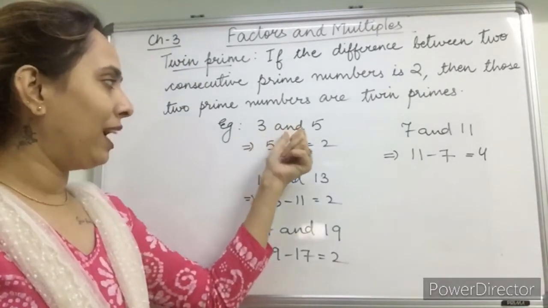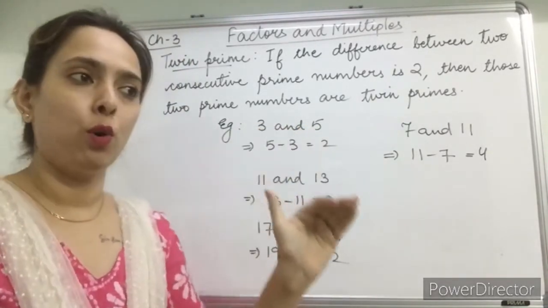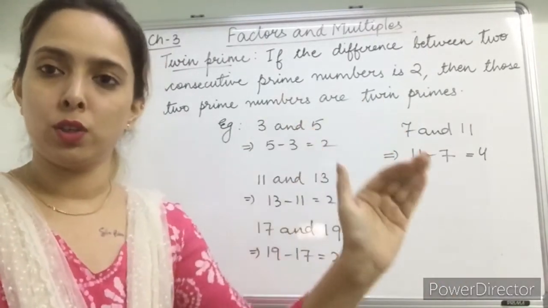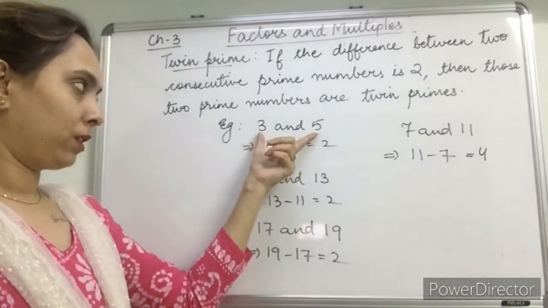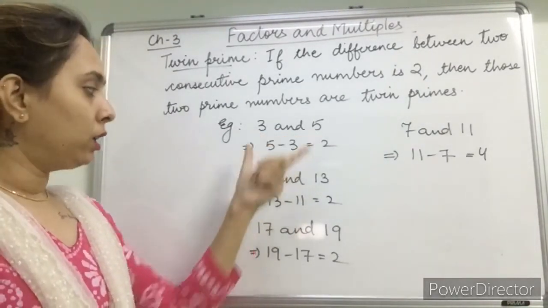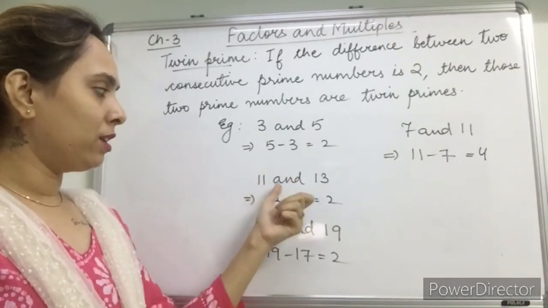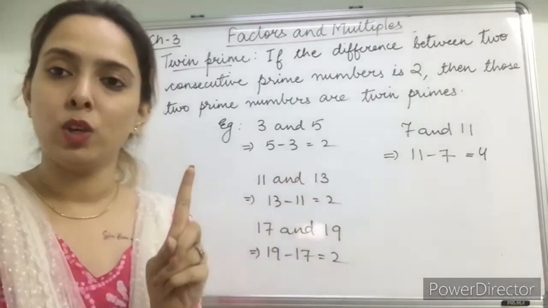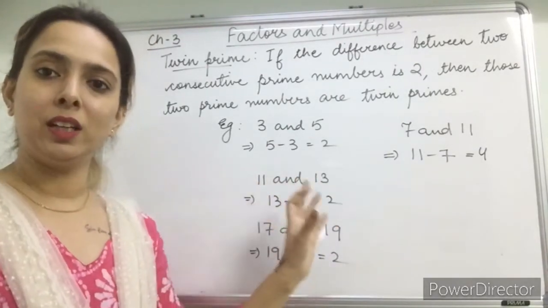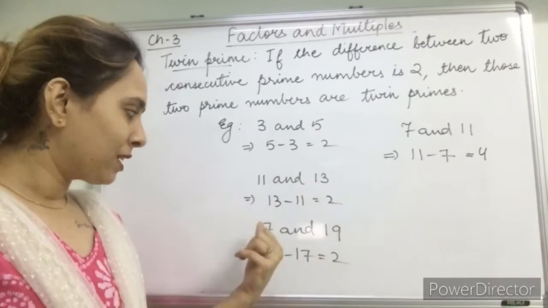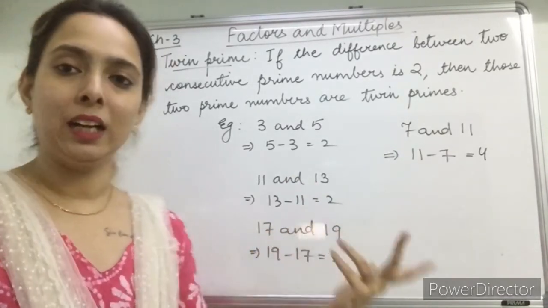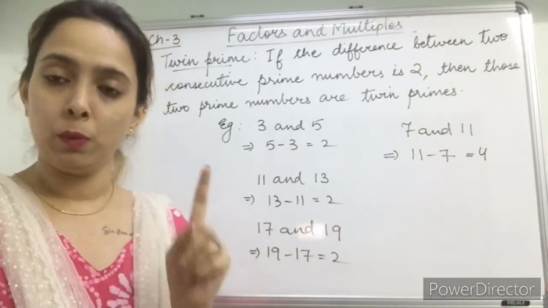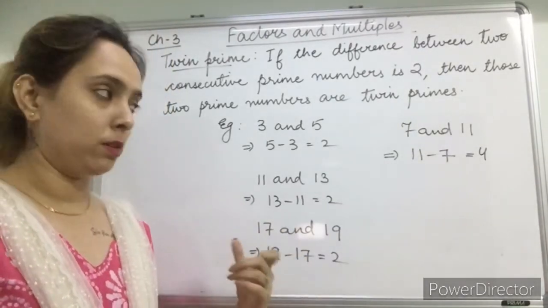Like 3 and 5, 3, 4, 5. 3 and 5 are consecutive prime numbers. There is only one number in between, that is 4. 11 and 13, so 11, 12, 13. Again there is only one number in between, so 11 and 13 are consecutive prime numbers. 17 and 19, so 17, 18, 19. Again there is only one number in between, so these two are consecutive prime numbers.